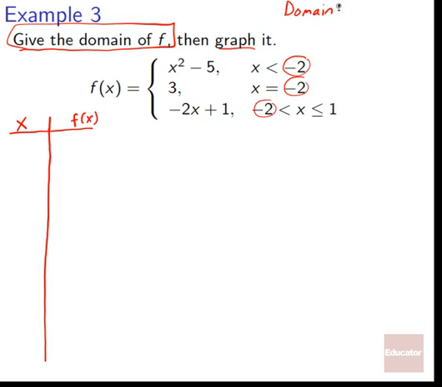Well, remember, domain is all of the inputs that are allowed to go into a function. x squared minus 5, hey, x squared minus 5, it never breaks down. 3 never breaks down. Negative 2x plus 1, it never breaks down. So none of the rules break down. They're always defined.